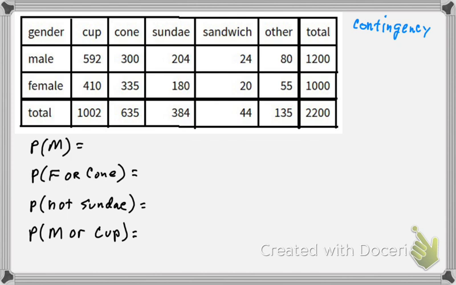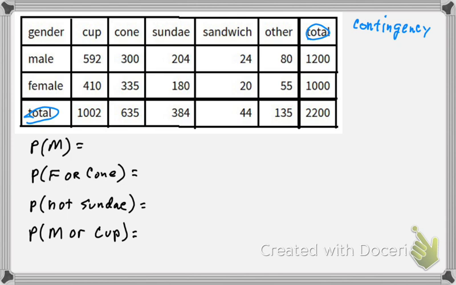If you're lucky, they've totaled these things up for you. If you're not so lucky, you get to total them up. So you've got to total each column and each row. Okay? All right, so probability of male.